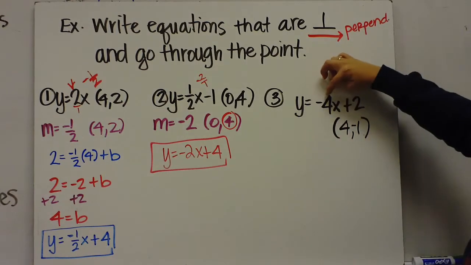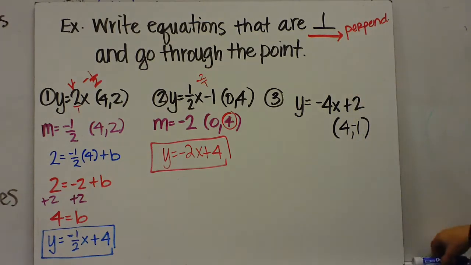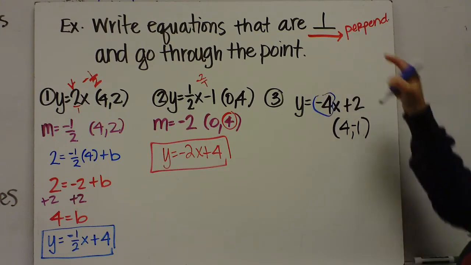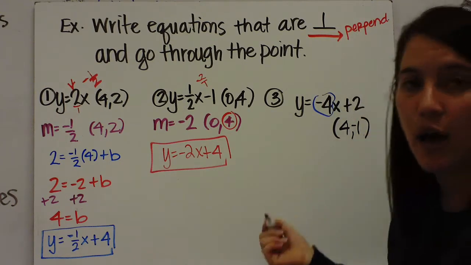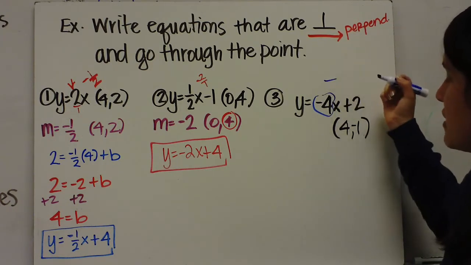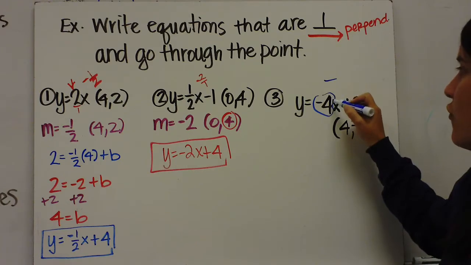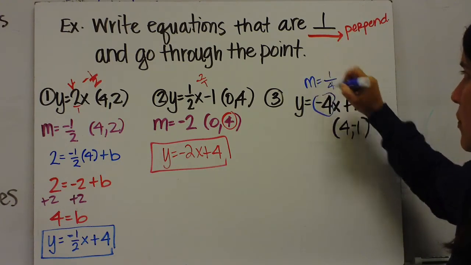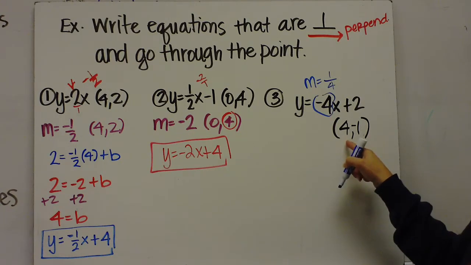All right, example 3. Here's the equation, y equals -4x plus 2. I know my slope, -4. For a perpendicular, I need the opposite reciprocal. So I'm going to make, since it's negative, it's going to be positive. And since it's 4, it's going to be +1/4. That is my slope. And then I have my point.